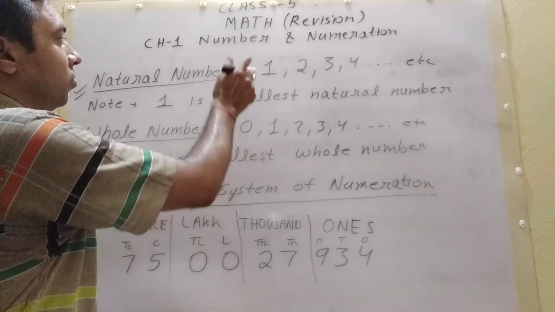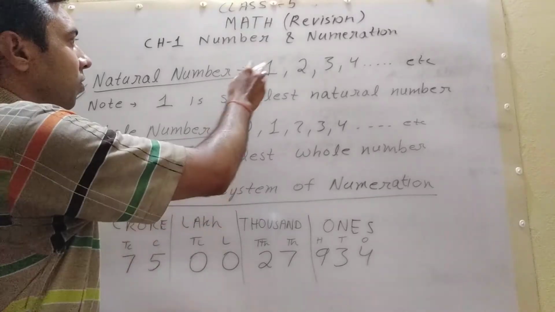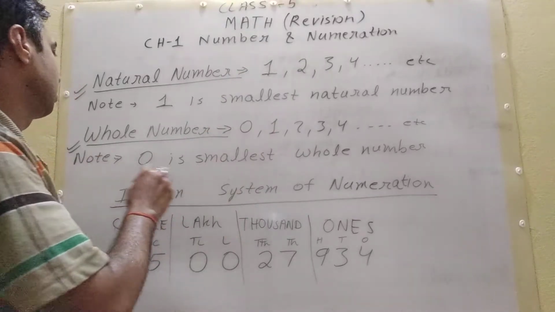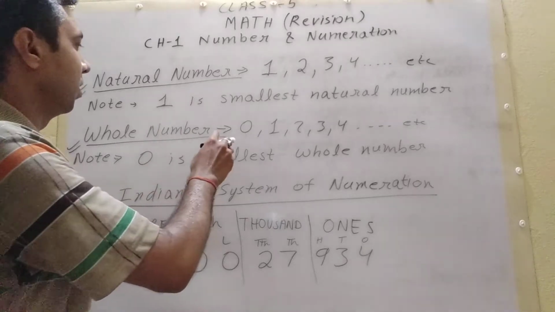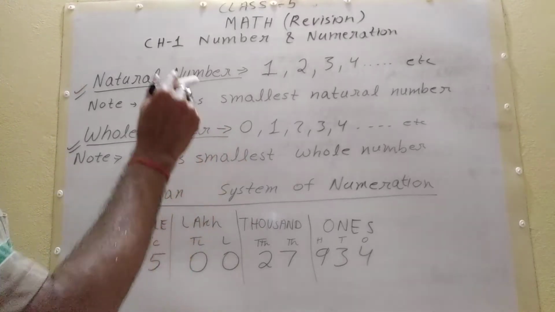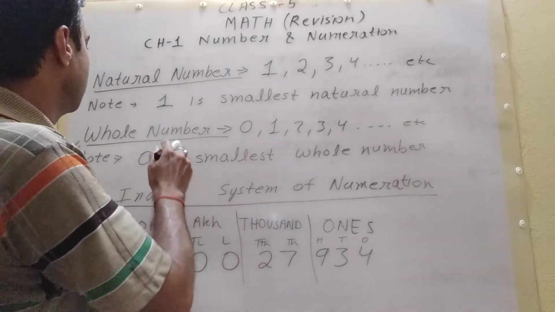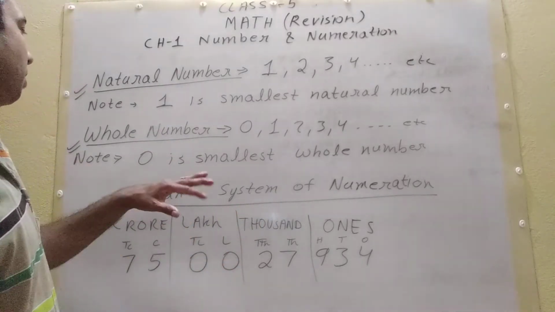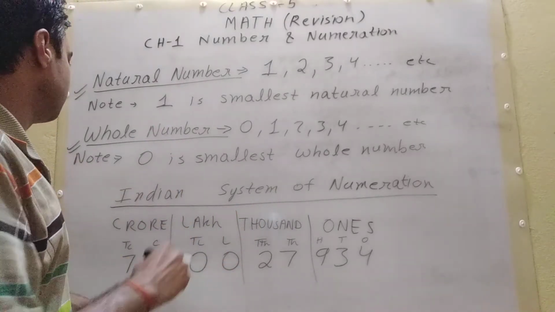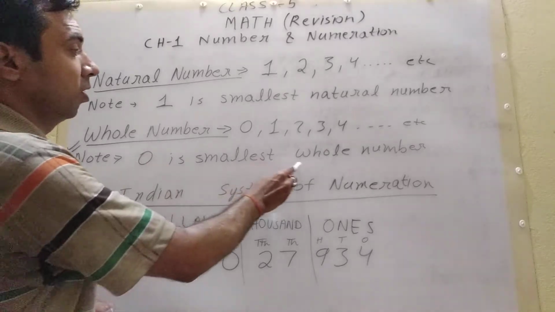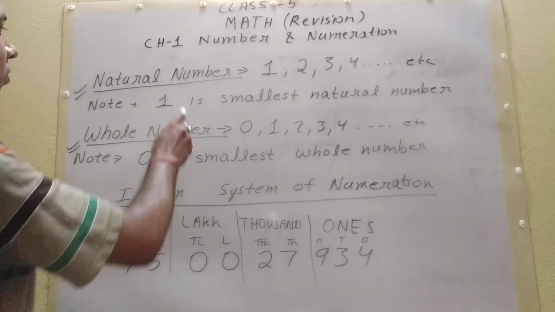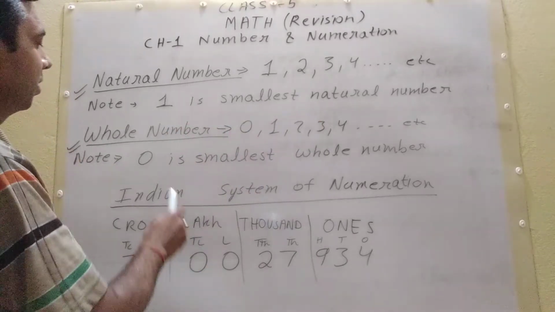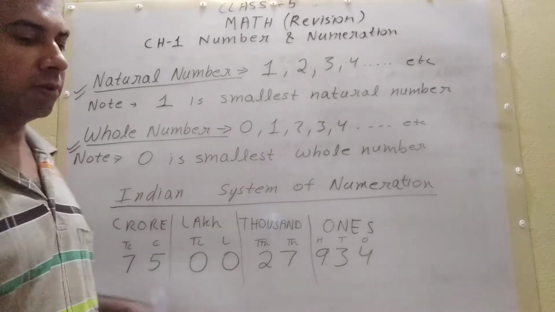When we add 0 to the natural numbers 1, 2, 3, 4, then those numbers become whole numbers. So when we add 0 to the natural or counting numbers, they become whole numbers. Note, 0 is the smallest whole number. 1 is the smallest natural number, and 0 is the smallest whole number.